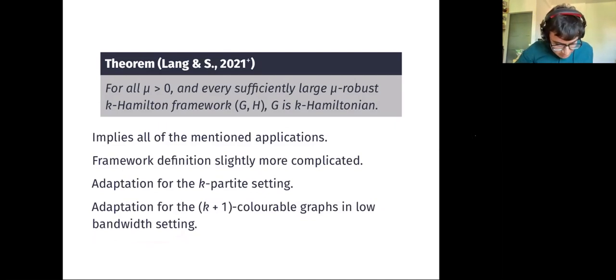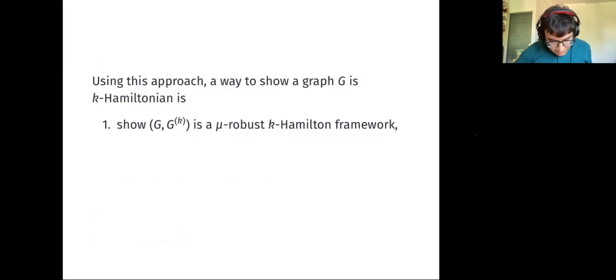So this is maybe our main technical result, and all of the other applications follow from this. Let me sketch how you will use this result to derive, for instance, the Posa-type result. By using our technique, if you want to show a graph is K-Hamiltonian, let me just focus on parallel Hamilton cycles here. To show that a graph is K-Hamiltonian, you can show that the tuple of G and all of the cliques of G form a mu-robust Hamilton framework.